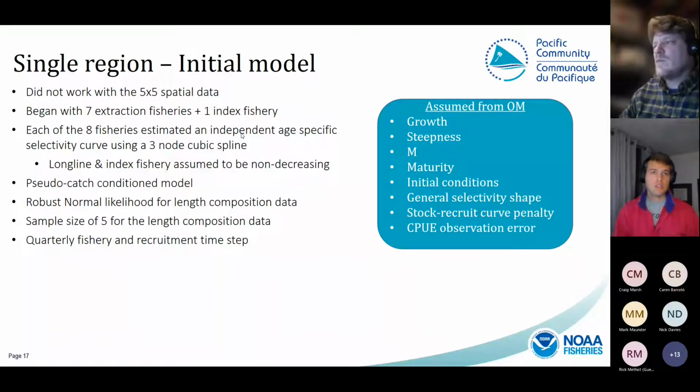And each of these fisheries we had initially set up as, for the selectivities, an independent age-specific selectivity curve, and that was parameterized using a 3-node cubic spline. And the longline in the index fishery, as indicated in the OM, is assumed to be non-decreasing. We started off with a pseudo catch conditioned model.